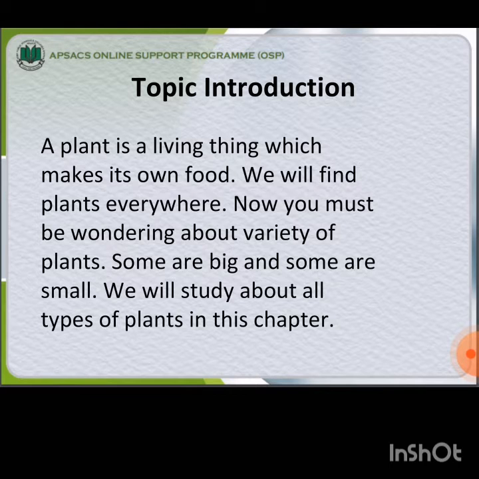Topic introduction. A plant is a living thing which makes its own food. We will find plants everywhere. Now you must be wondering about the variety of plants. Some are big and some are small. We will study about all types of plants in this chapter.